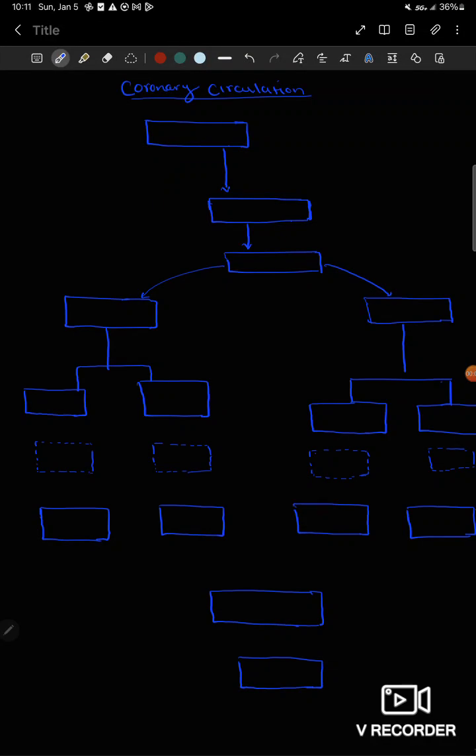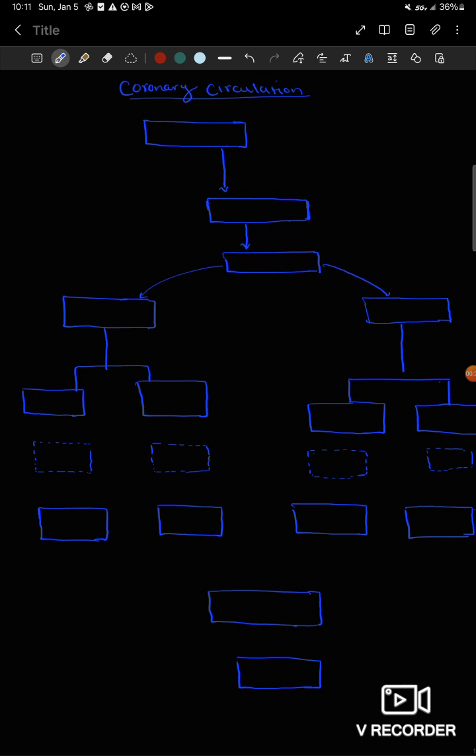So, today I want to talk about the coronary circulation system. The coronary circulation system is very significant, especially on the heart, because without proper coronary circulation, the heart muscles cannot receive the oxygenation and nutrients they need to continue pumping blood throughout the body.